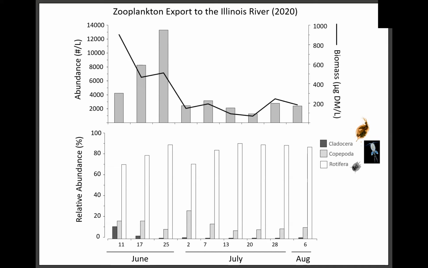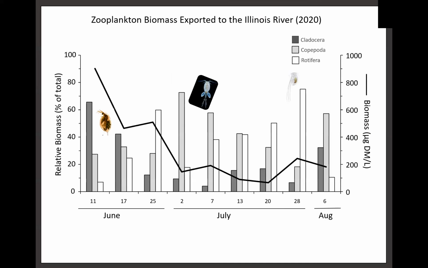Now, biomass leaving the site follows a similar pattern as abundances, with highest biomass early in the drawdown, and then an average of around 150 micrograms of dry mass per liter in July and August. So the next few slides focus more closely on the taxonomic groups that contributed to the export of zooplankton biomass from Emiquon. The slide shows biomass on the right axis and the relative abundances of cladocerans, copepods, and rotifers on the left axis, according to the legend that's shown at the top right side of the slide.